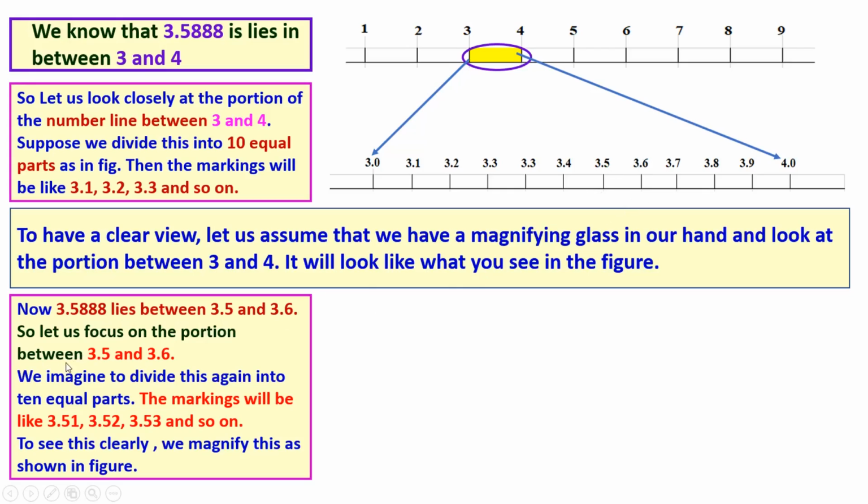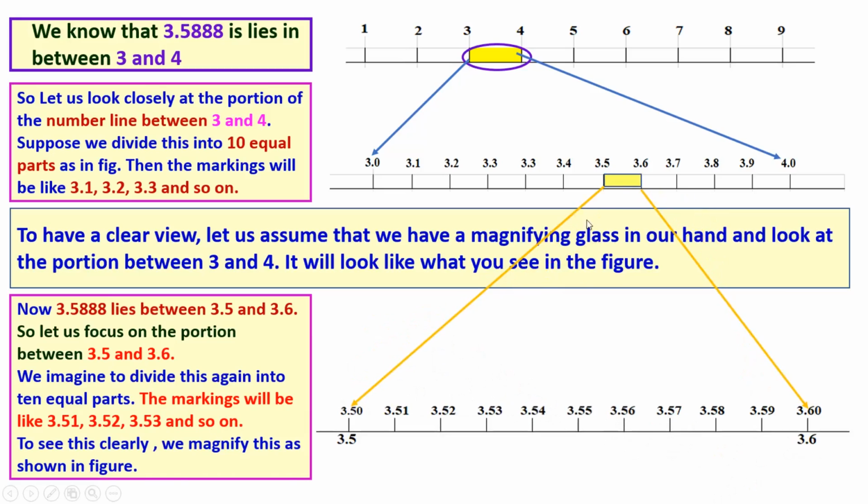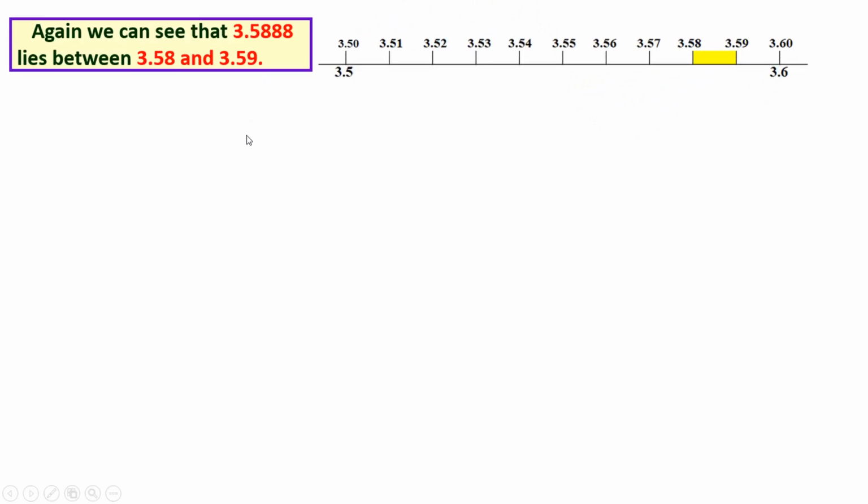So let us focus on the portion in between 3.5 and 3.6. We imagine to divide this again into 10 equal parts. The markings will be like 3.51, 3.52, 3.53 and so on. To see this clearly, we magnify this as shown in the figure. Take this part and divide into 10 equal parts. Magnify it. We get like this. Again we can see that 3.5888 lies in between 3.58 and 3.59 in this portion.